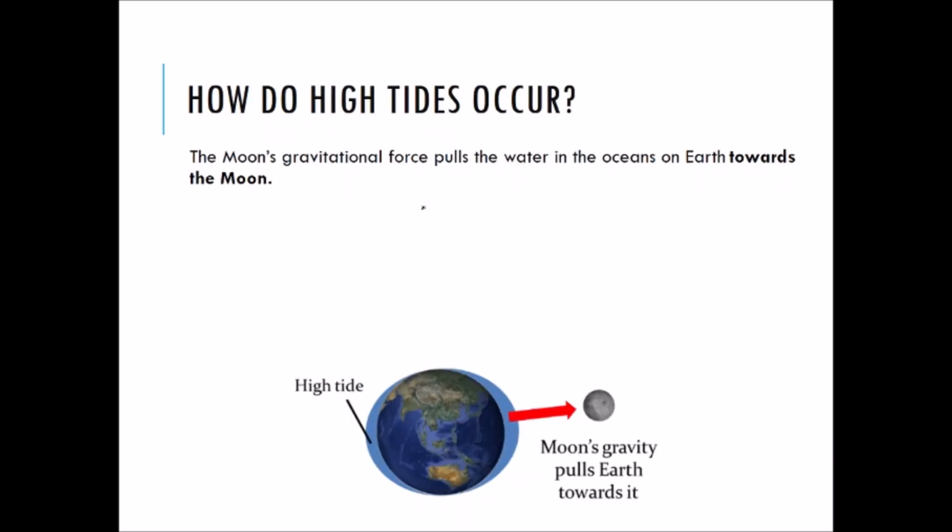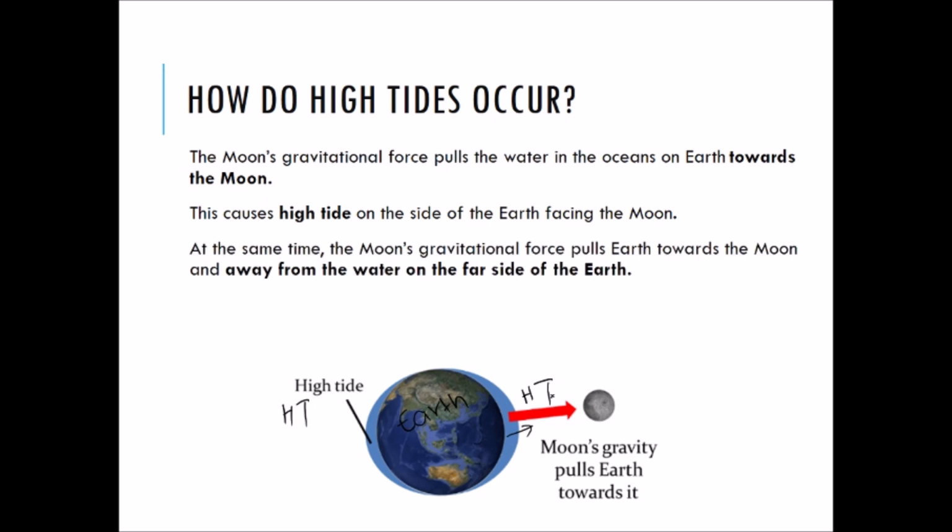So how do high tides occur? The moon's gravitational force pulls the water in the oceans on Earth towards the moon. So if we look here, this is the Earth. The moon's gravity pulls, imagine that as the tide. It pulls tides, the gravitational pull, all right? So over here, we've got high tides. I'm going to call it HT. So high tide, and this side would be high tide.